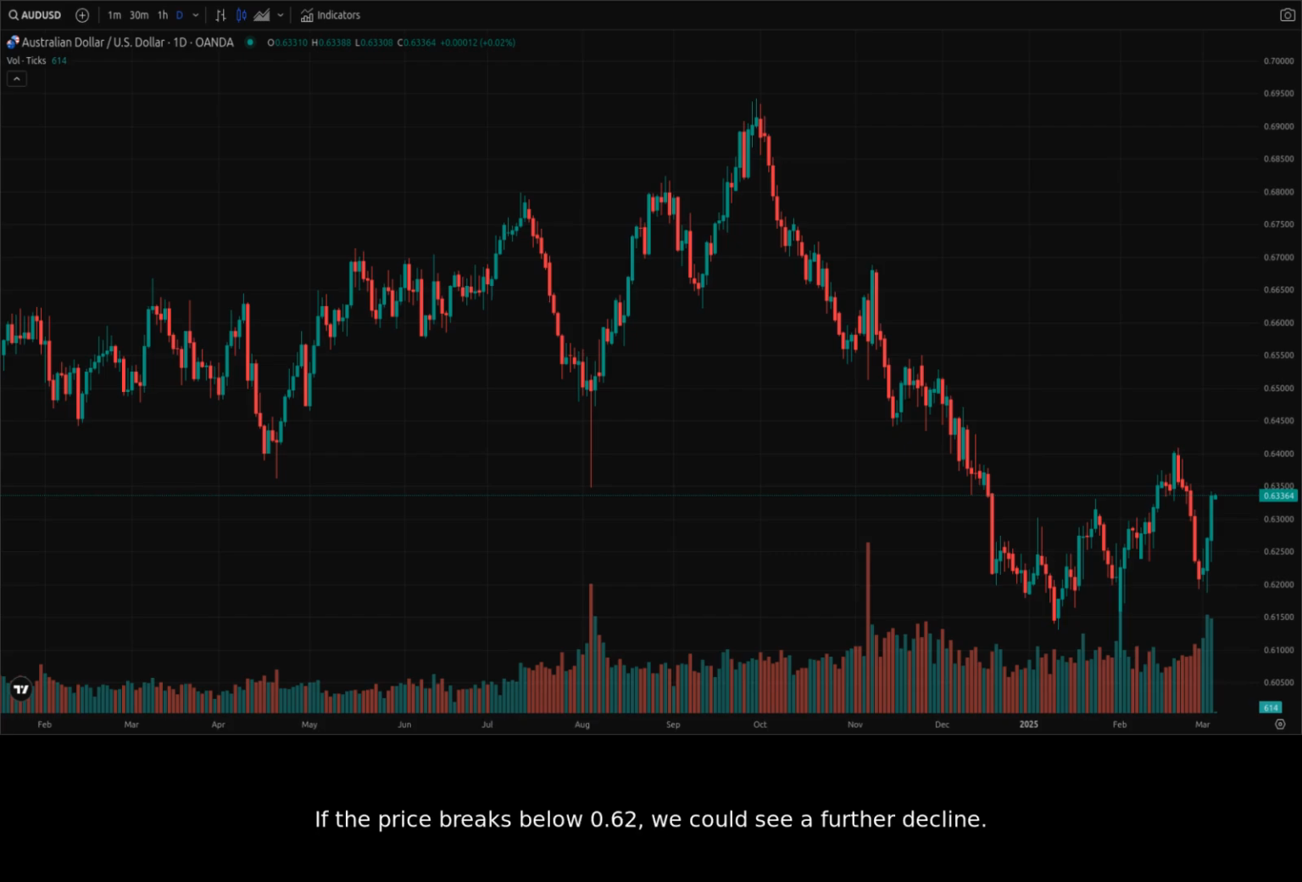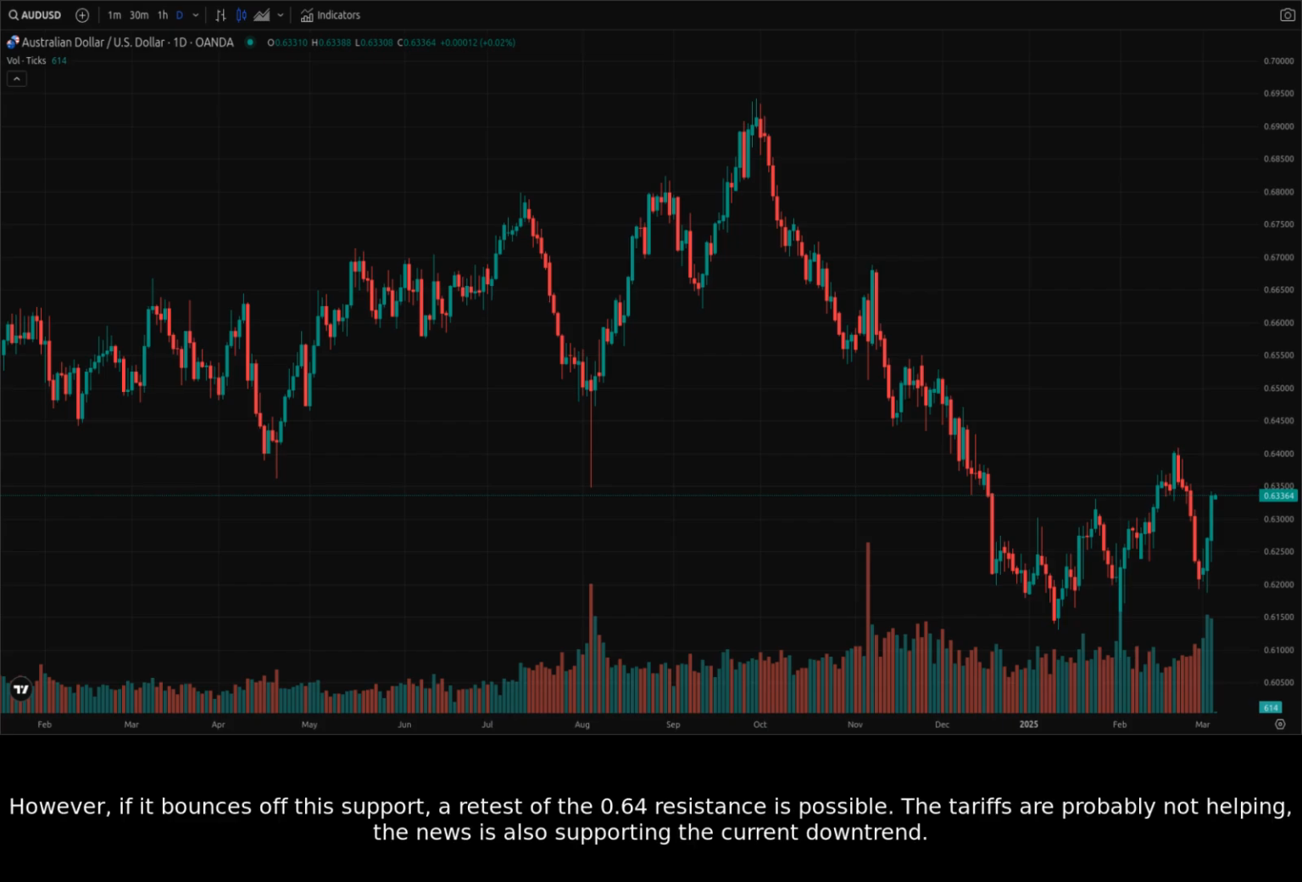If the price breaks below 0.62, we could see a further decline. However, if it bounces off this support, a retest of the 0.64 resistance is possible. The tariffs are probably not helping. The news is also supporting the current downtrend.